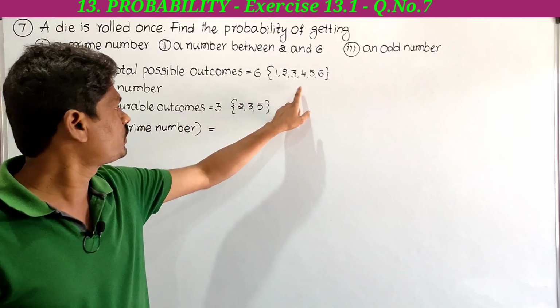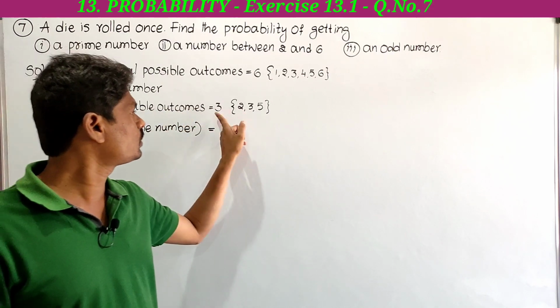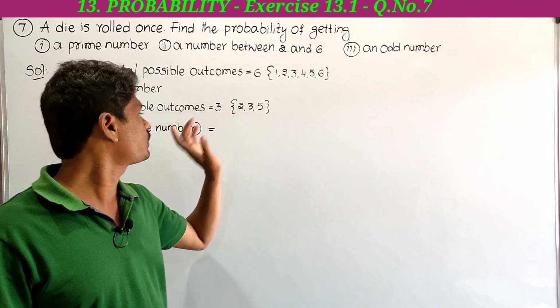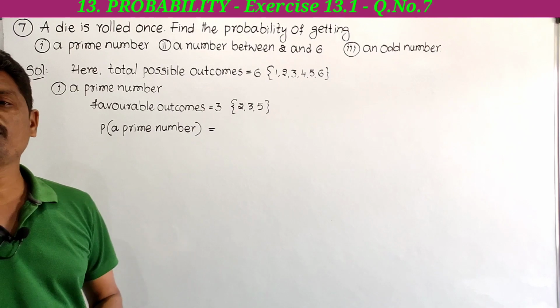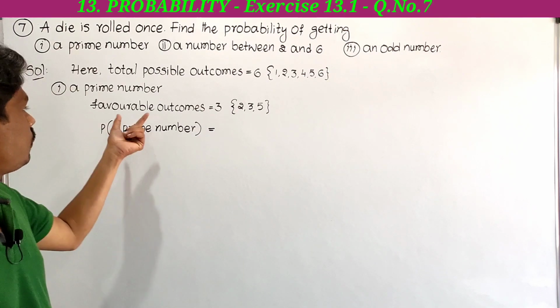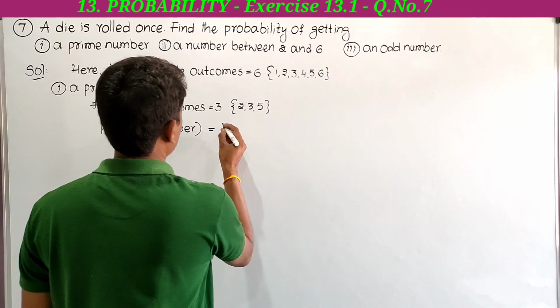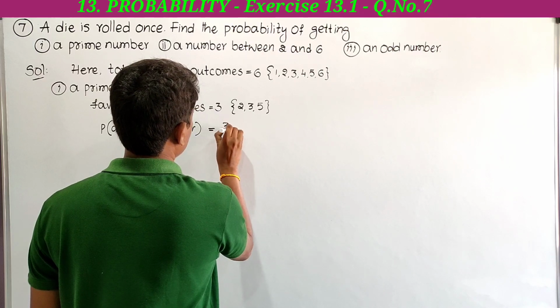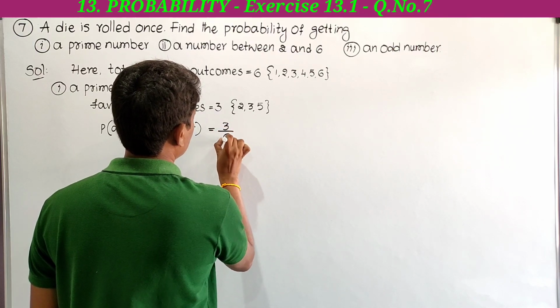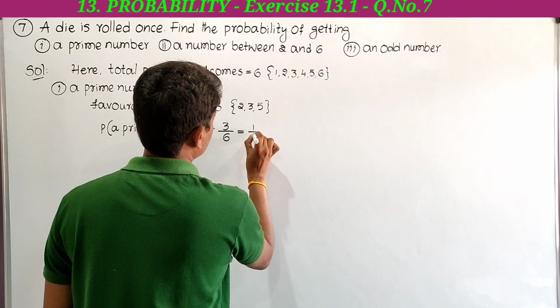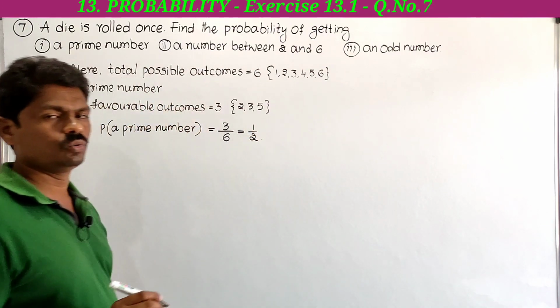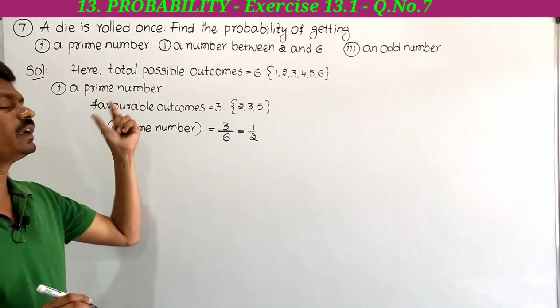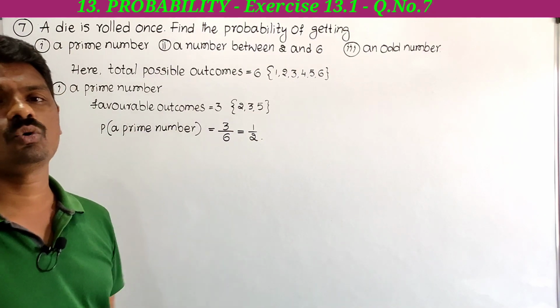So 2, 3, 5, therefore favorable outcomes equal to 3. How many are there? 1, 2, 3. So here the probability of a prime number is equal to favorable outcomes, which are 3, divided by total number of possible outcomes, which are 6. So 3 by 6 is nothing but 1 by 2. So this is the probability of getting a prime number when a die is rolled once.